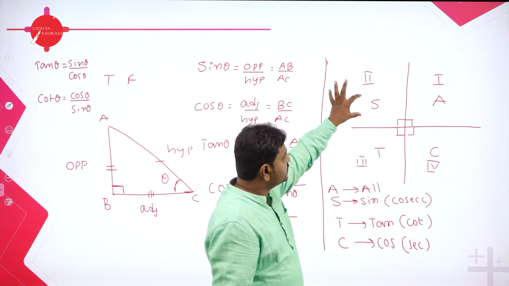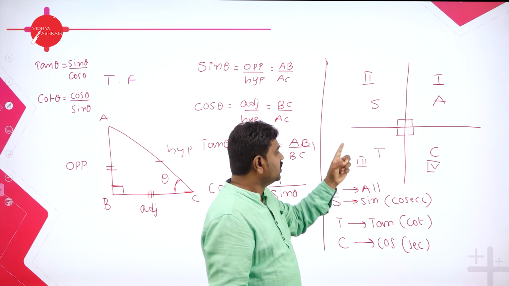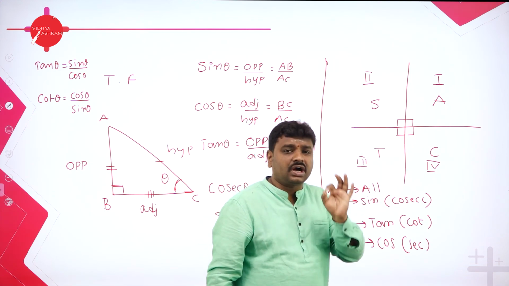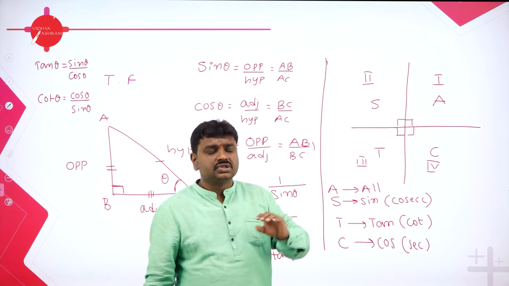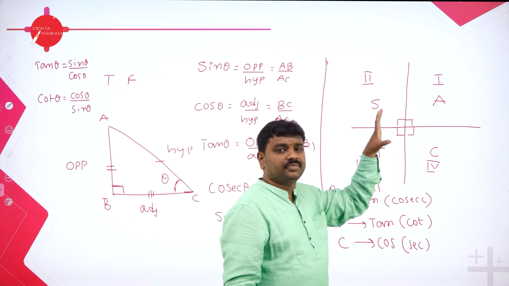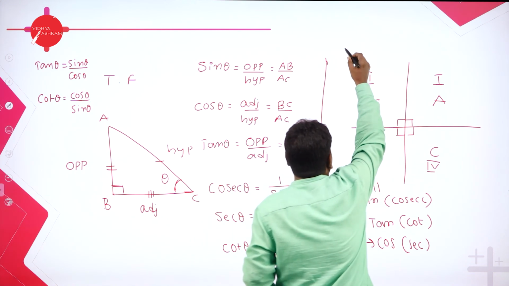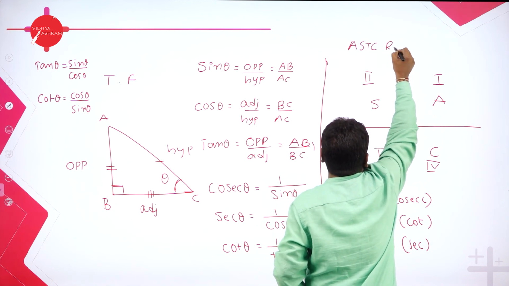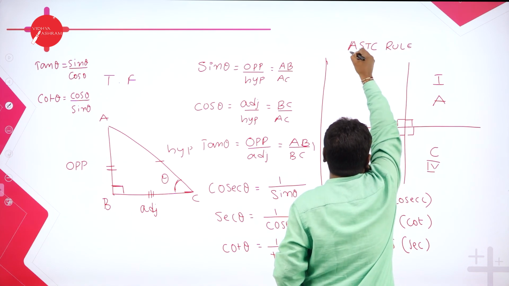In second, only sine and its reciprocal are positive. In third, tan and its reciprocal are positive. And fourth, cos and its reciprocal are positive. So, the ASTC rule will say. What we say? ASTC rule. This is also very important for you to become thorough. Once you know this, then you can start solving the problems.